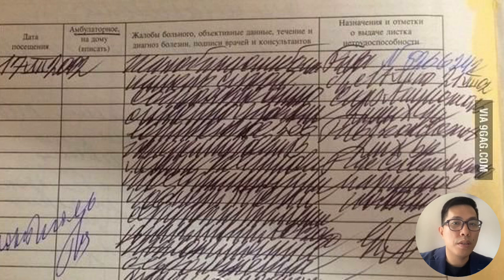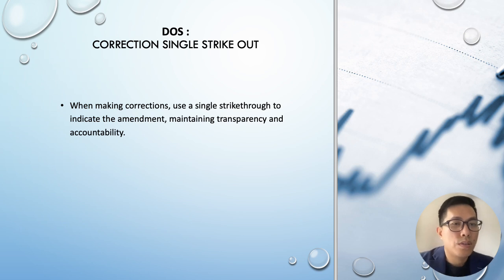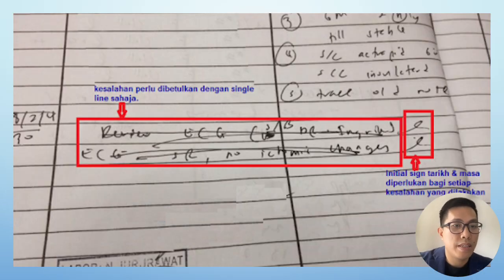If you are using a computer system, this is a blessing actually, right? So it is very common for you to make errors. It is acceptable to make errors, but just be mindful, do not use liquid paper. If you make an error, just make a single strikeout and then put your signature and time and date. This is an example. Do not scribble like this. You just need to make a straight line across the error, and then you need to initial and put the timestamp over here.